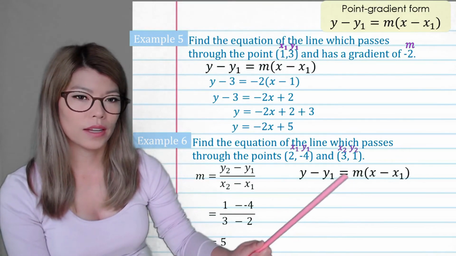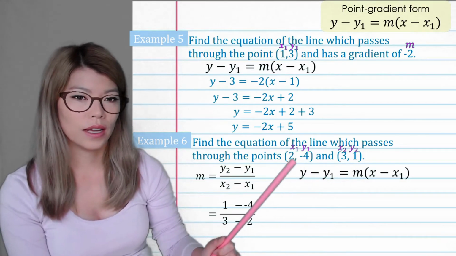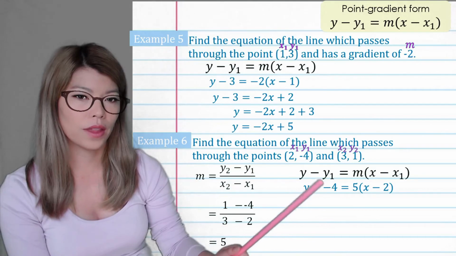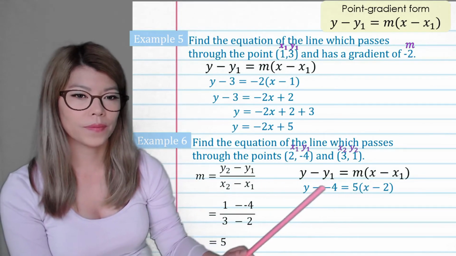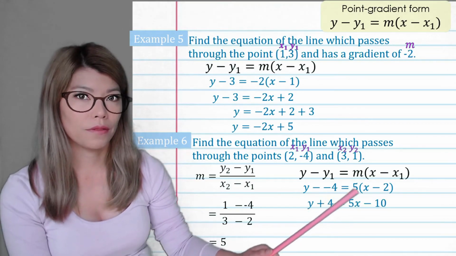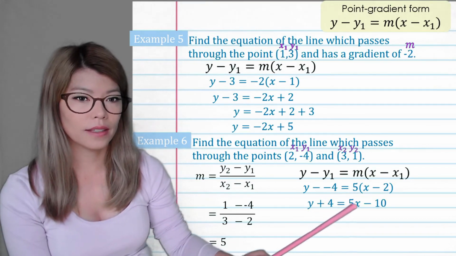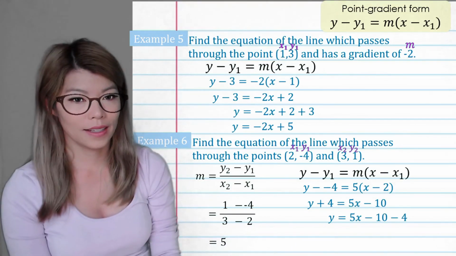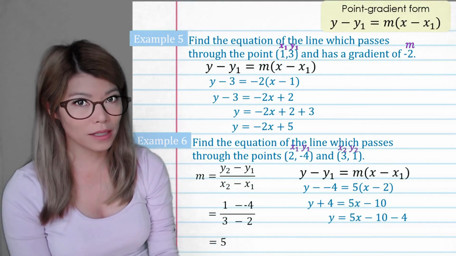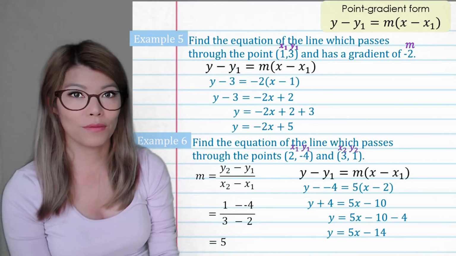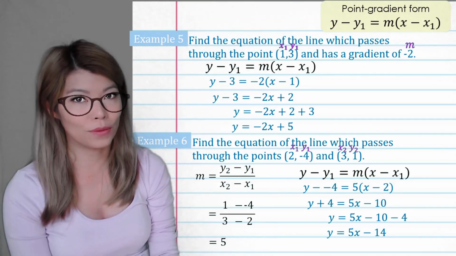So we put that in, and it doesn't matter which point you use, so let's use the first point, so put the y value there and the x value over there. So we have y minus minus 4 is plus 4, expanded 5 times x is 5x, 5 times minus 2 is minus 10. So bring the 4 to the other side, we have minus 4, minus 10 minus 4 is minus 14. So we have y equals 5x minus 14.